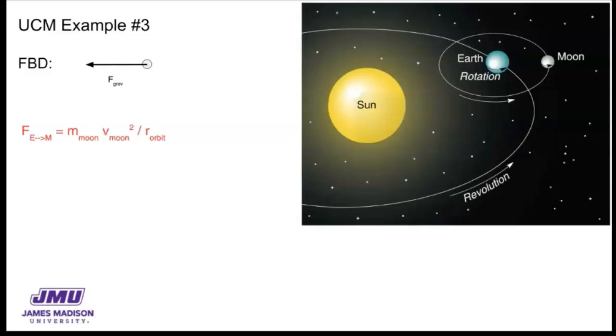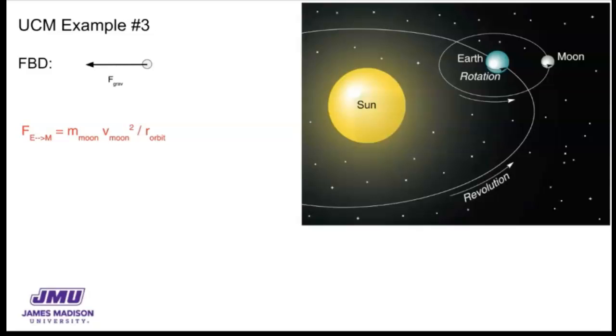That means that the force from the Earth to the Moon, or between the Earth and the Moon, is the force that is acting radially or centripetally on the Moon. If you didn't know it was gravity, you could still say that the force of the Earth acting on the Moon is the mass of the Moon times the instantaneous velocity of the Moon squared, divided by the radius of orbit.